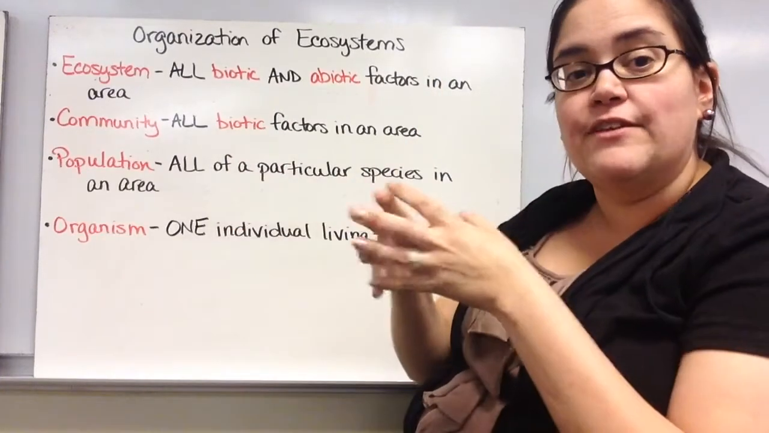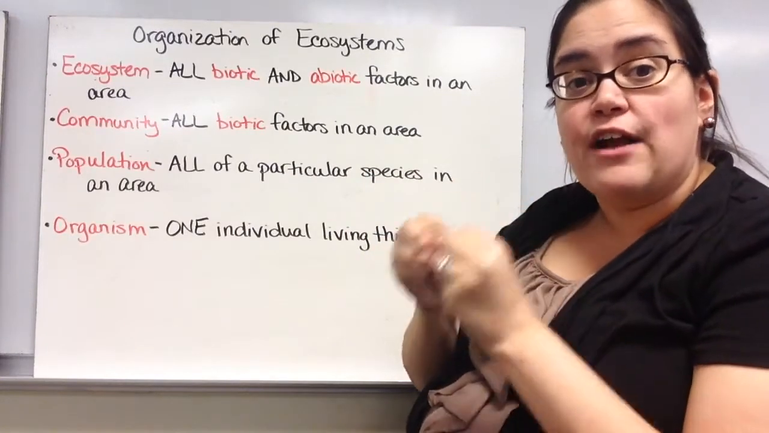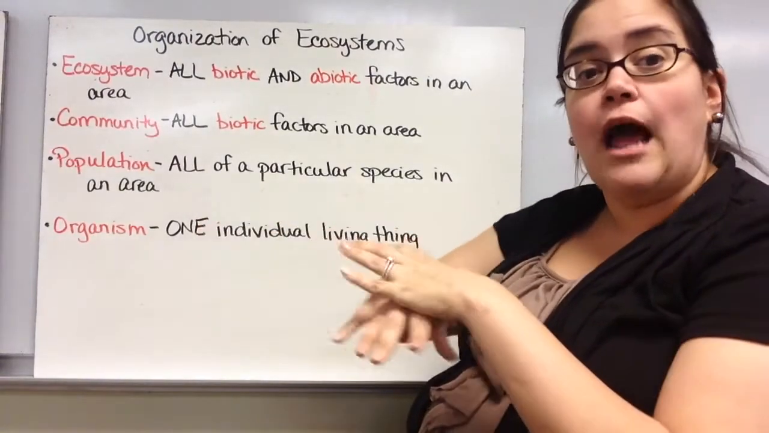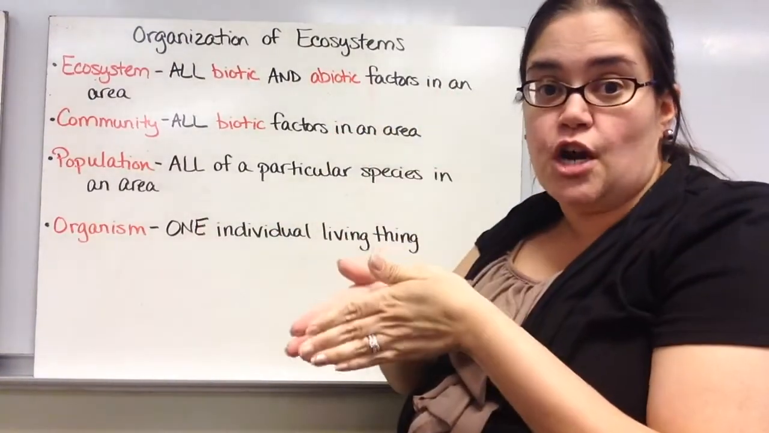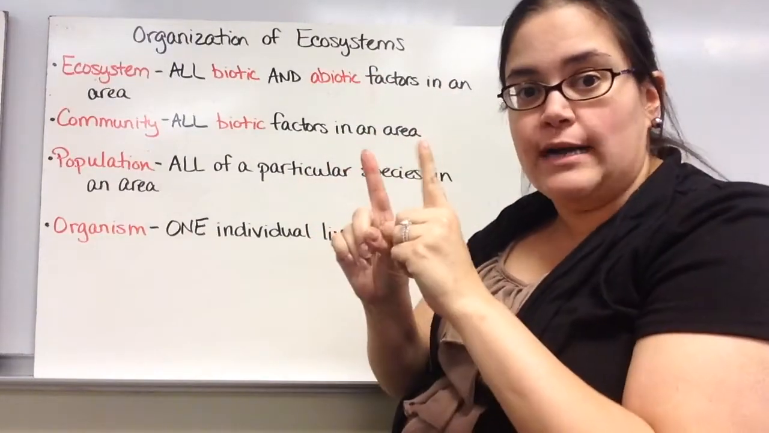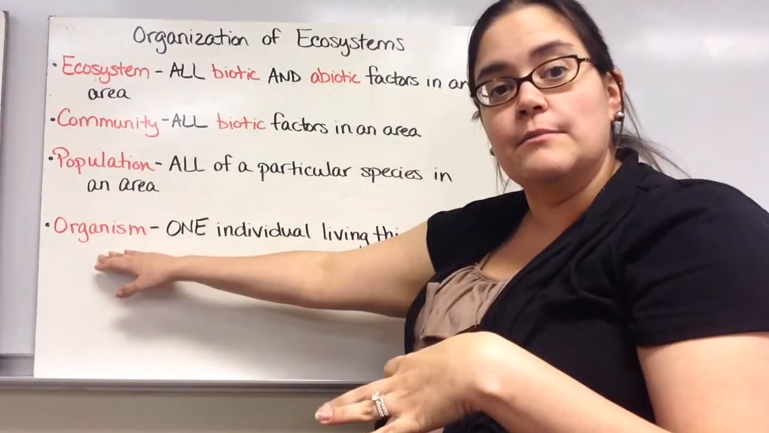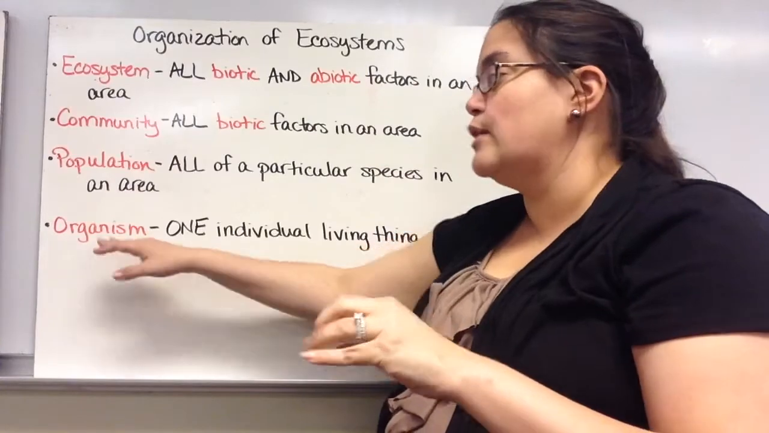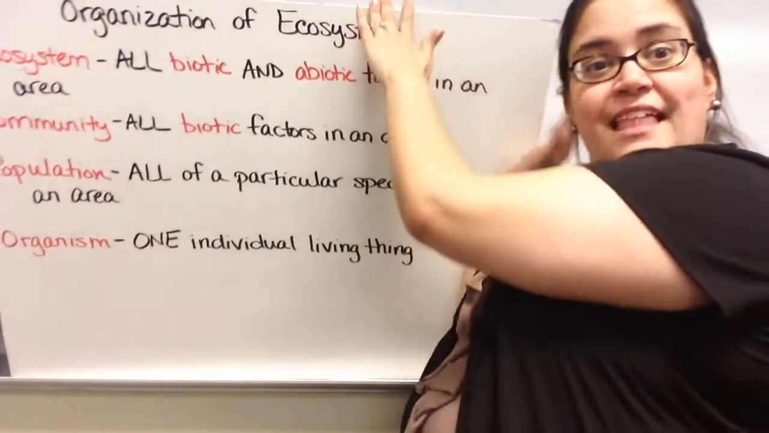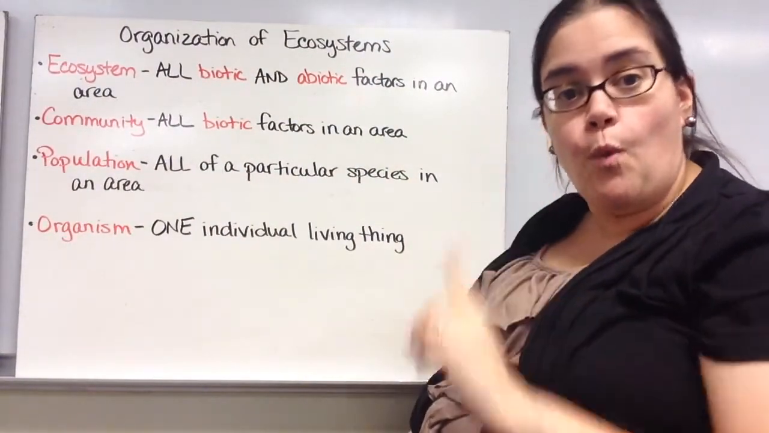Just one individual species. Now remember from the classification videos that species is very specific. So if we're talking about sharks for population, we don't mean all the sharks, we mean all the tiger sharks. So a very narrow, specific type, one type of organism, one type of species, okay? Then once we come down to the organism level, it's very specific, so we're looking at one individual living thing. One tiger shark, or one palm tree, or one crab.